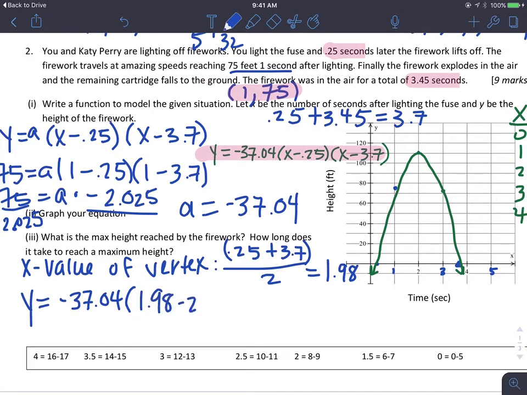1.98 minus 0.25, not 2.5. 1.98 minus 3.7. So put that in your calculator. And 1.98 minus 3.7. And we get y equals 110.221.